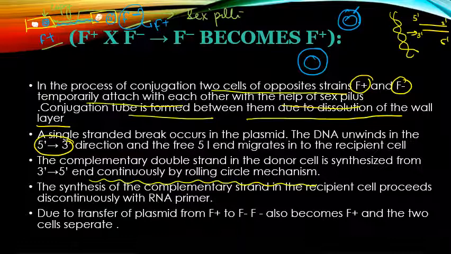The synthesis of the complementary strand in the recipient cell proceeds discontinuously with RNA primer, due to the transfer. Now you see, because of this, the F negative cell now also has a plasmid. So F negative becomes F positive, and the two cells separate. It is more clear when you see the diagram. See here, this is the chromosomal DNA, this is your plasmid. So this particular one is your F plasmid, that is, the fertility plasmid, right?